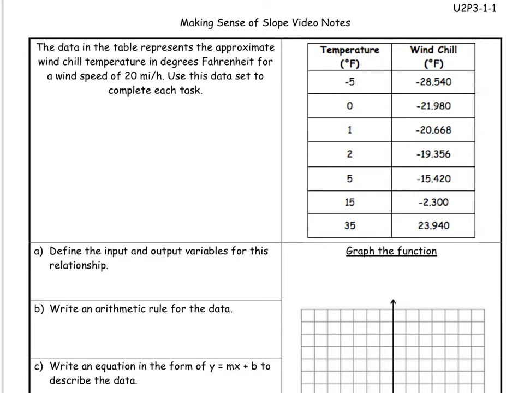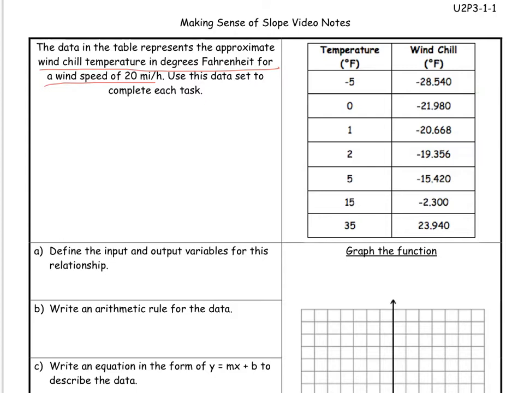So let's take a look at this problem. The data table to the right represents the approximate wind chill temperature in degrees Fahrenheit for a wind speed of 20 miles per hour. We're going to use this data set to complete the tasks below. So in letter A, we're defining the input and the output variables for this set of data right here.